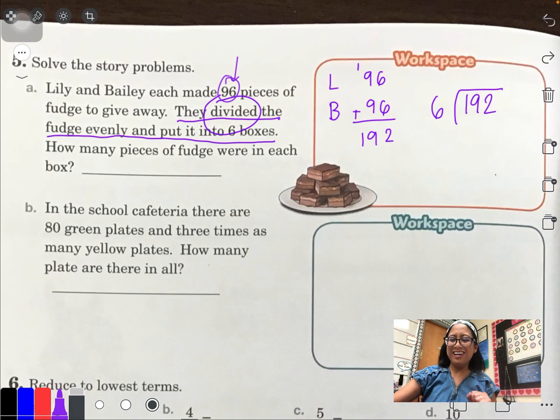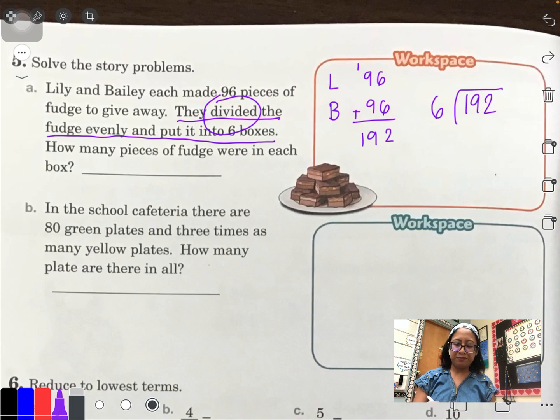No! The reason why you don't do that is because 2 people each made 96 brownies, Bailey and Lily. They each made 96 brownies. So you have to combine that and then divide by 6. So I hope I made that clear. Let's divide. By the way, there shouldn't be any leftovers.